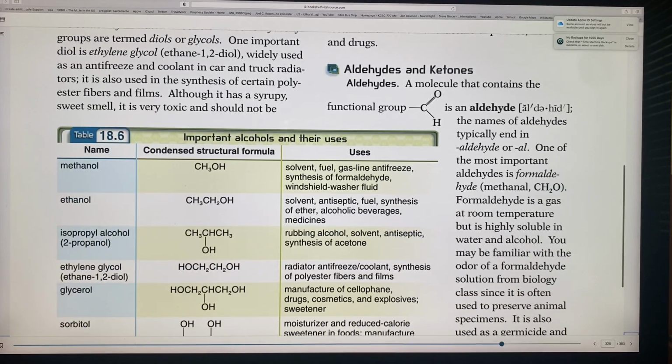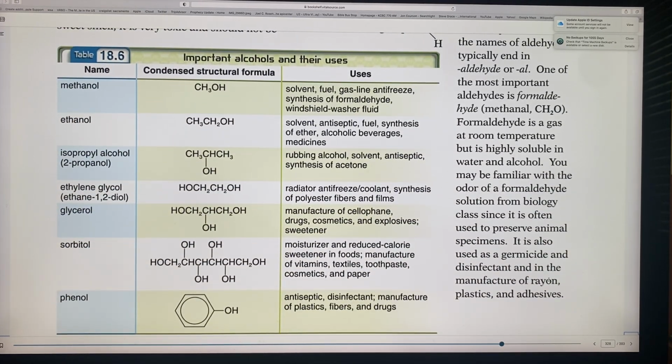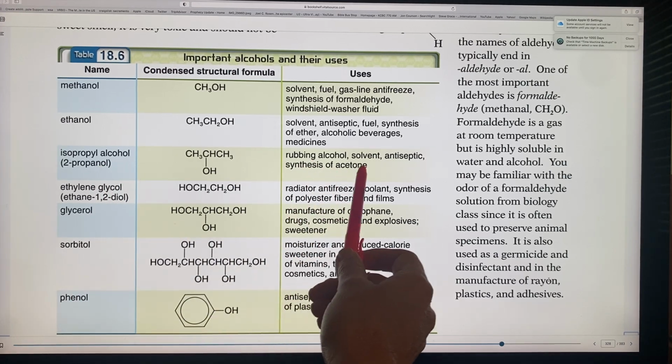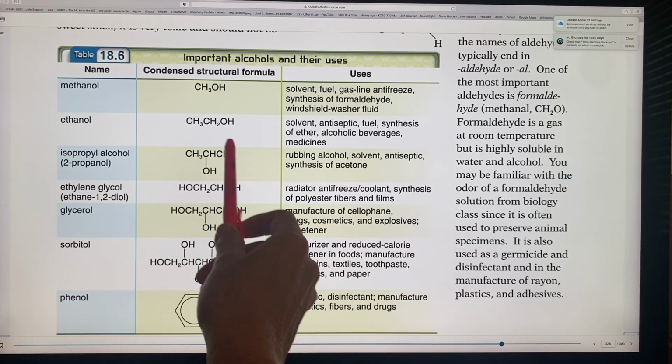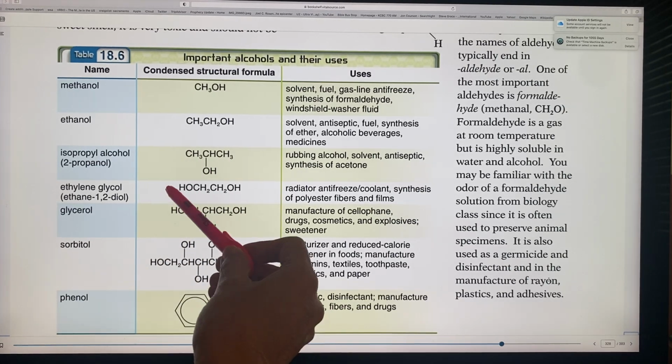Now let's look at our chart here. So here we have methanol. We talked about methanol, you can see the formula. Fuel, gasoline, antifreeze, formaldehyde, windshield washer. Ethanol: solvent, fuel, synthesis of alcoholic beverages and medications. Here's isopropanol: rubbing alcohol, solvent, antiseptic. You can see the forms here. Then ethylene glycol.